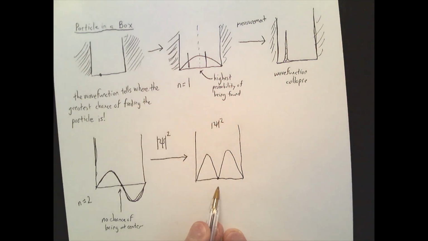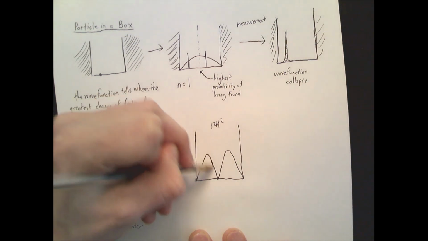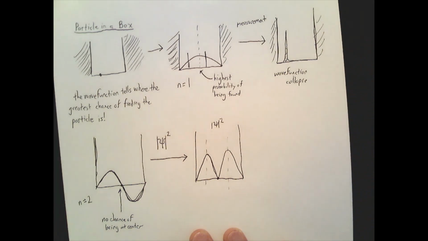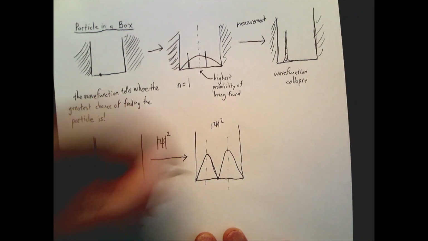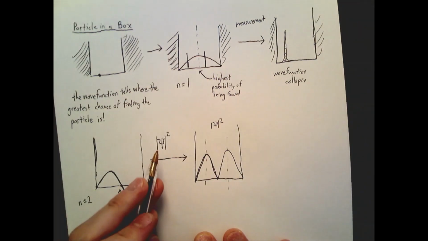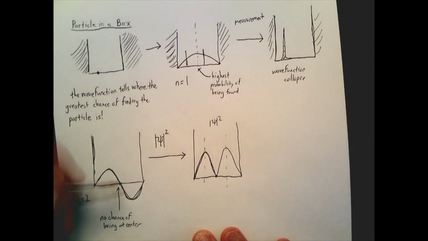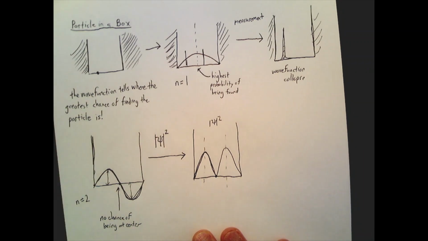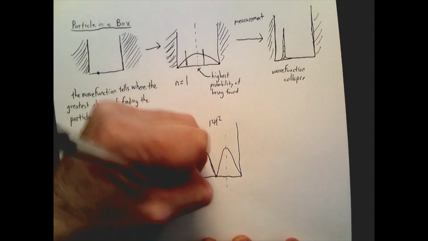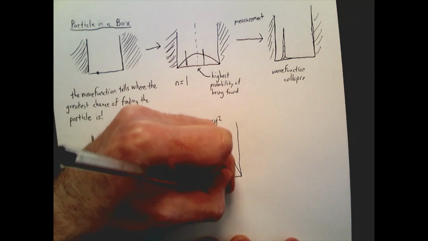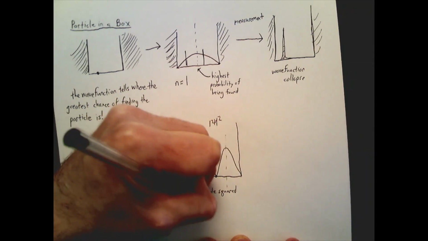Again, there's no chance of finding the particle in the center, but there is an equally likely chance of finding it a third of the way across and 2/3 of the way across. These are equally valid. So again, because the wave function is squared, what we're looking at is the amplitude of psi, not the negative or positive value. So amplitude squared gives probability.